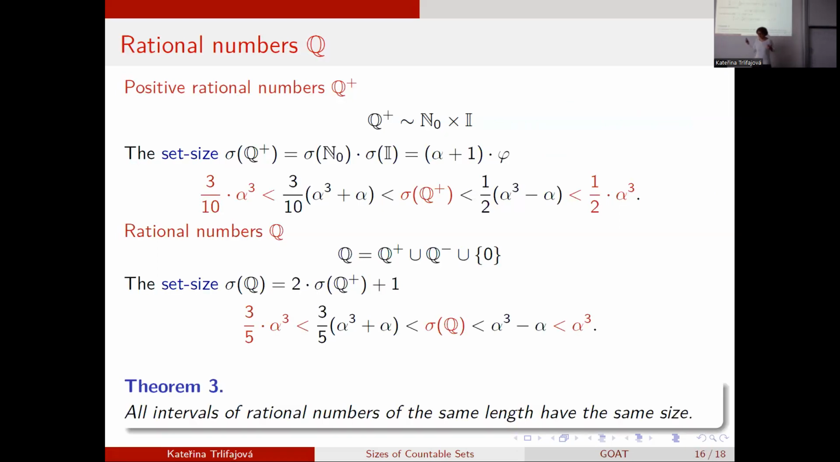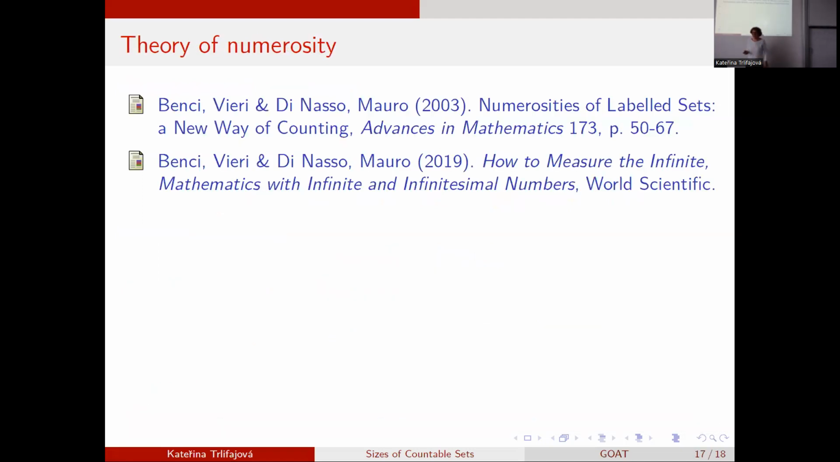I finish with this theory. Now I would like to compare it with a theory of numerosity that started in 2003. The first paper was from 2003, Numerosities of labeled sets, and three years ago, the book How to Measure the Infinite: Mathematics with Infinite and Infinitesimal Numbers.